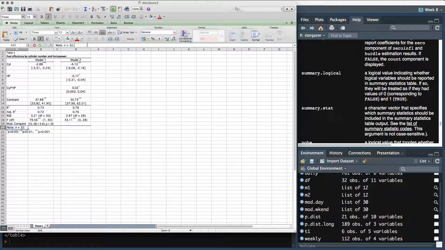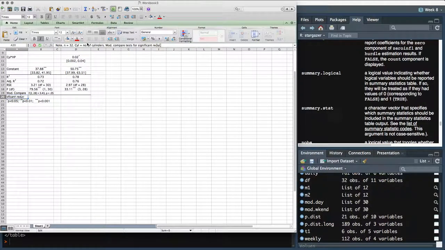Alright, and then here you would specify like CYL equals number of cylinders, mod compare compares, mod compare tests for significant reduction of error in nested models, blah blah blah, whatever the case is.